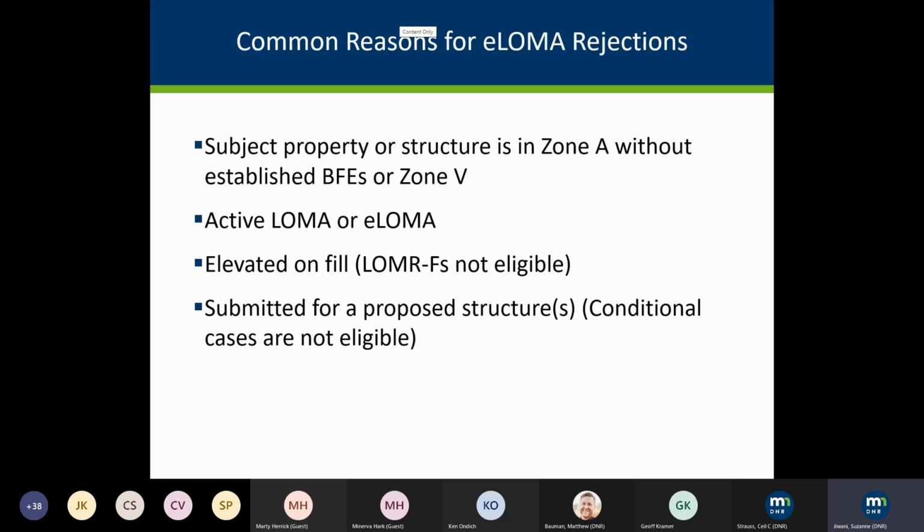Surprisingly, a lot of people apply for LOMAs and the property already has a LOMA. So an important thing to recognize is LOMAs stay with the property. They are not with the property owner, they're with the property. So if Jim goes and gets a LOMA and he sells the house to Sally, that LOMA still is there, even though Sally is owning the house. And LOMR-Fs are not eligible for doing LOMAs, only letters of map amendment. And conditional letters are not eligible either.